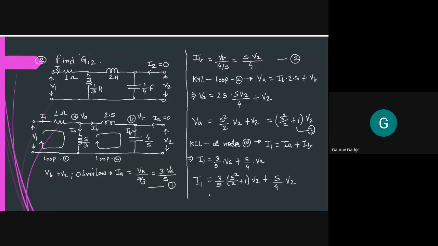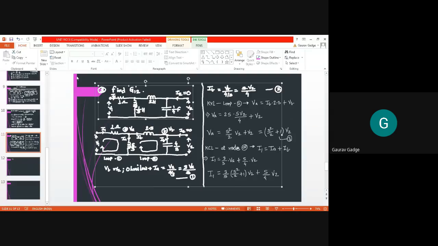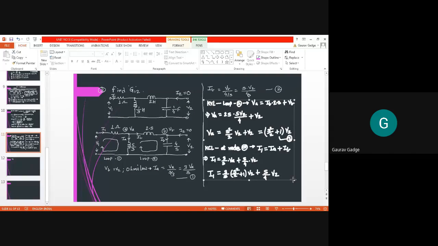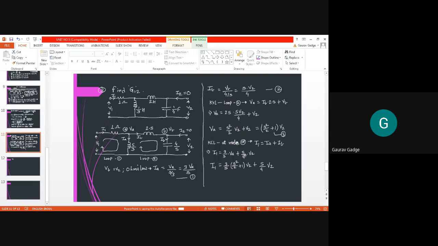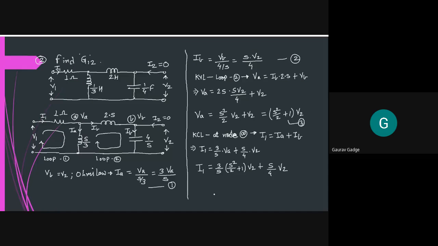So let us solve this equation. Okay, any doubt till this point? Okay, so I just take V2 common from this equation.